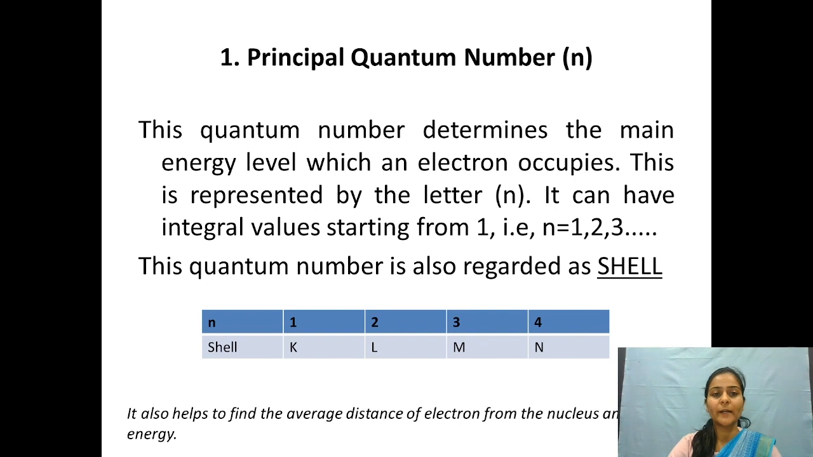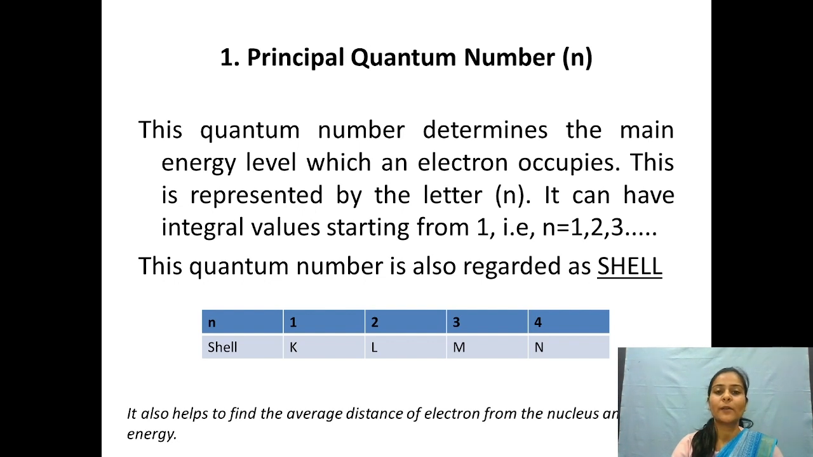Let us begin with the principal quantum number. The principal quantum number is designated by the small letter n. This quantum number determines the mean energy level in which the electron is present, and it can have integral values starting from 1 and tending to infinity, or you can say n can vary as 1, 2, 3 and so on. Here in the table you can see that when n is equal to 1, the shell is capital K.